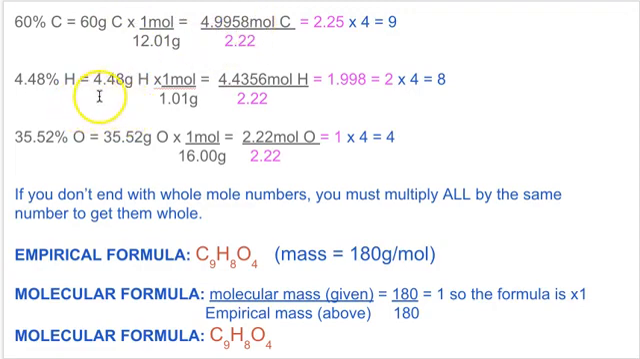Same with hydrogen. 4.48 divided by H on the periodic table is 1.01, and I get 4.4356. And the same thing with oxygen. Dividing by that molar mass, and I get 2.22. So of these three mole numbers, 2.22 is the lowest, the smallest. So I'm going to divide everything by 2.22 here in pink.